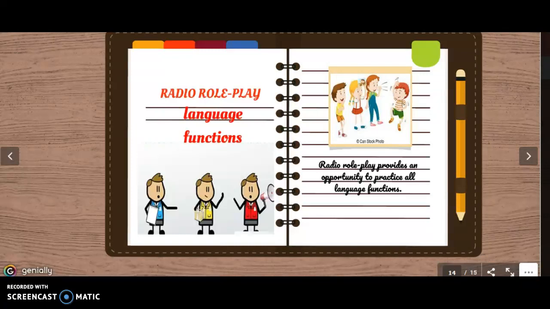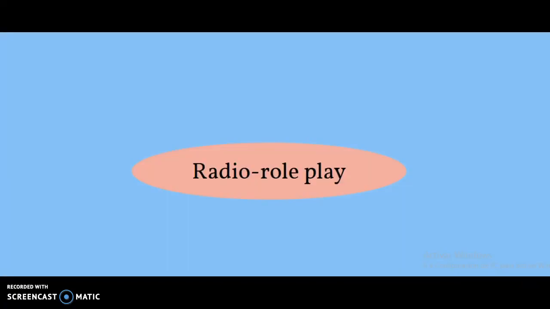This methodology permits us to interact and communicate with others. This is a way to practice the language functions and improve the language. Radio role play provides an opportunity to practice all language functions. Okay, now I'm going to show you a mind map that represents the importance of using this methodology.